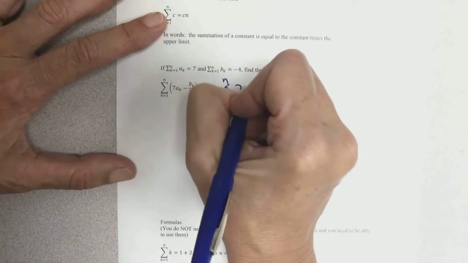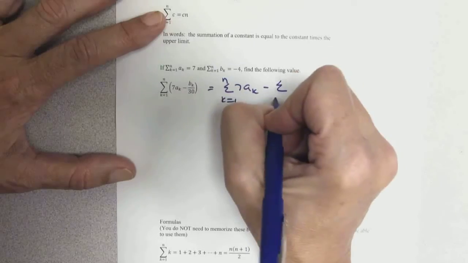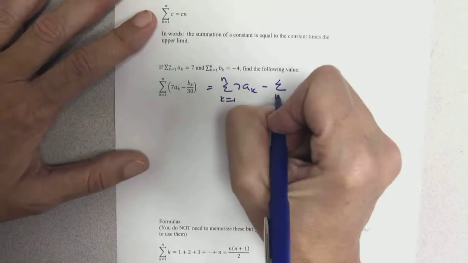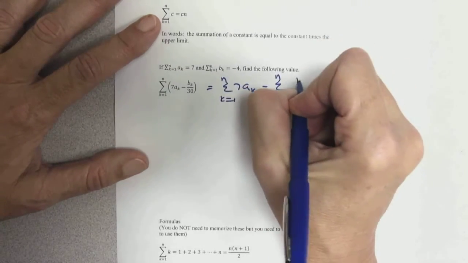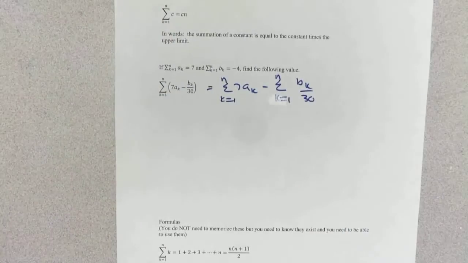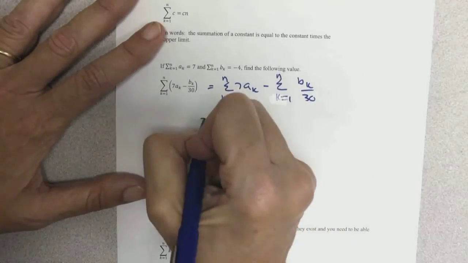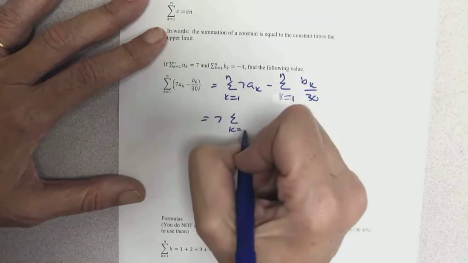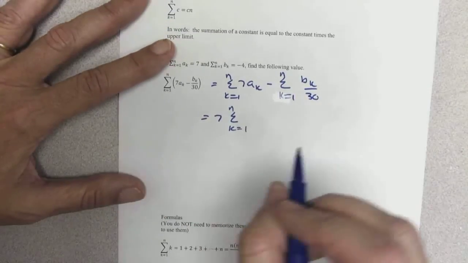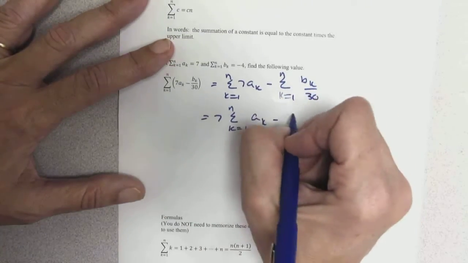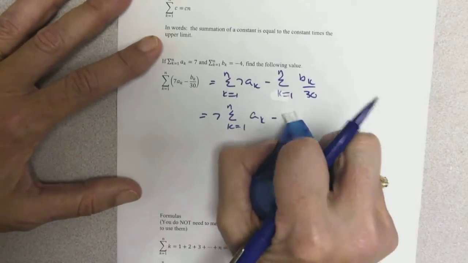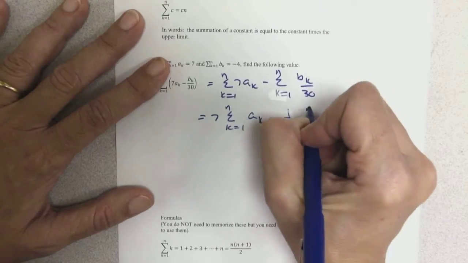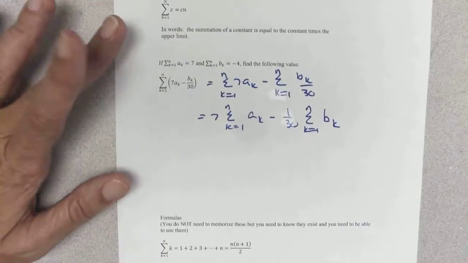First of all, I can break up summations by subtraction. Then I can factor out those coefficients. So I have 7 times the summation from k equal 1 to n of a sub k minus 1/30 the summation from k equal 1 to n of b sub k.